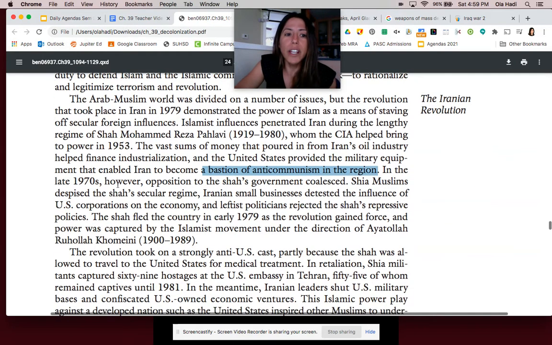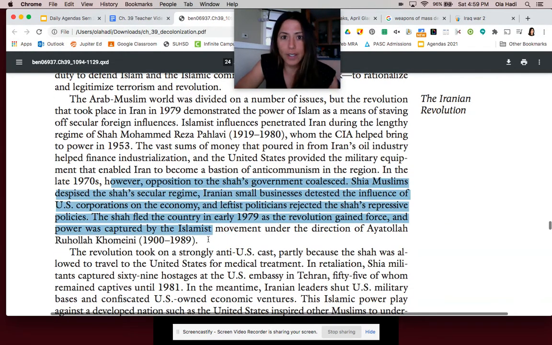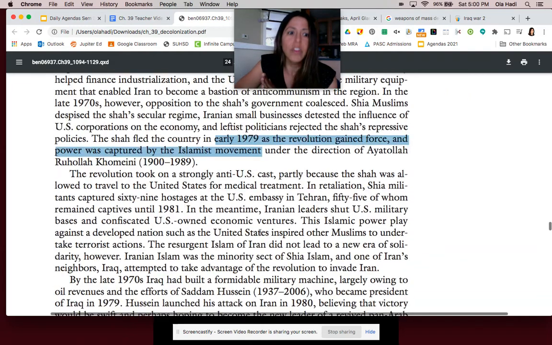But there were many groups that disliked the Shah's secular regime. Shias didn't like him. There were a lot of people that didn't like his policy towards corporations and sort of favoring the influence of U.S. corporations. So there will be a revolution that takes place in 1979 that brings to power an Islamist, the Ayatollah Ruhollah Khomeini.